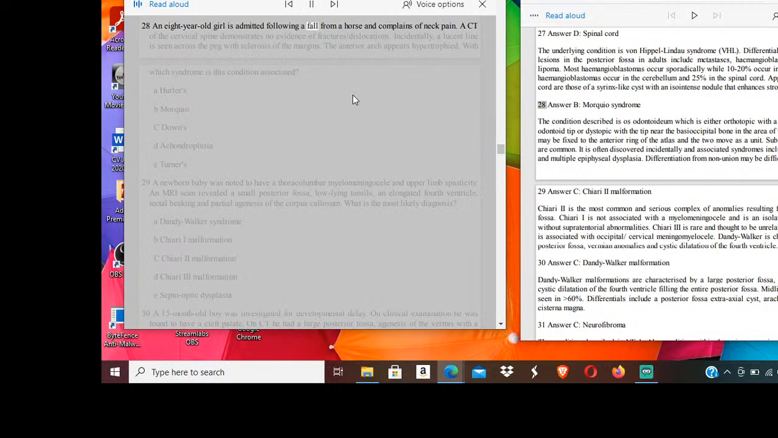28. An 8-year-old girl is admitted following a fall from a horse and complains of neck pain. A CT of the cervical spine demonstrates no evidence of fractures or dislocations. Incidentally, a lucent line is seen across the peg with sclerosis of the margins. The anterior arch appears hypertrophied. With which syndrome is this condition associated?